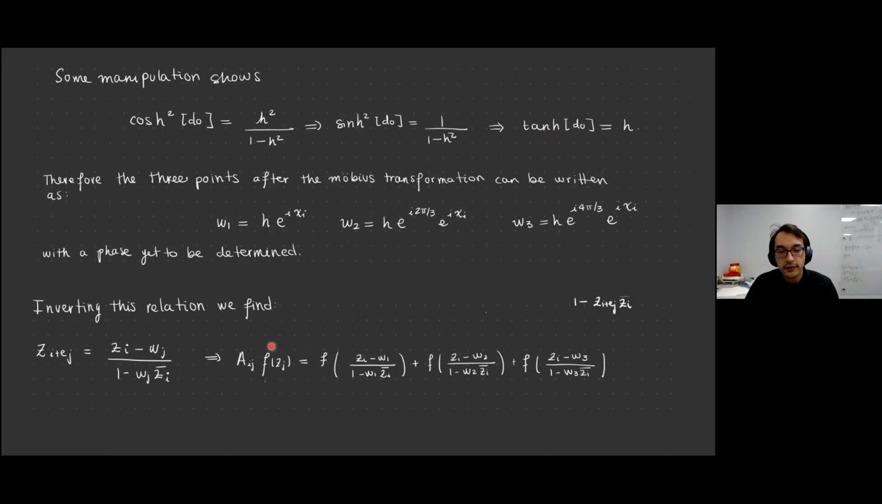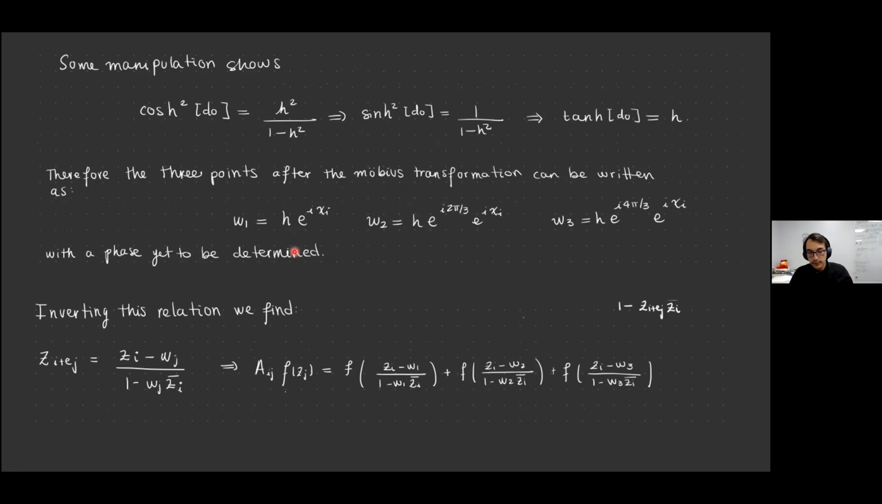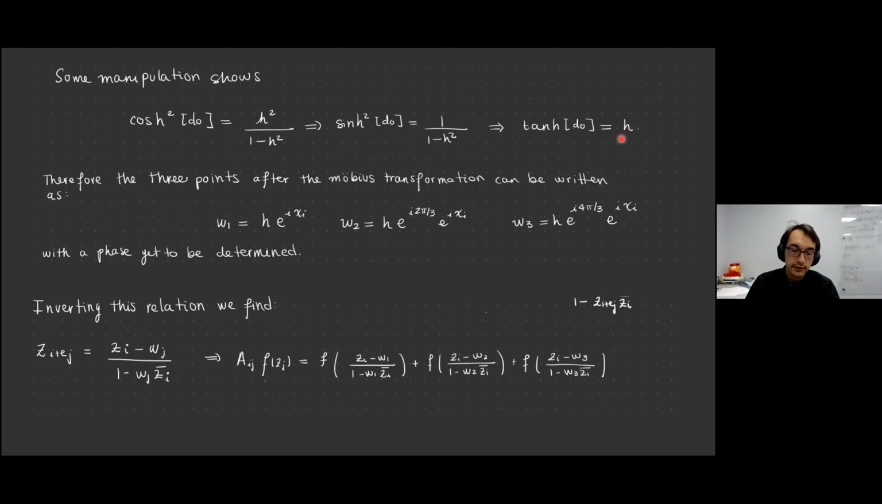Now, what we want to do is make a formal Taylor expansion in h of the matrix A acting on the function f. So we want to do a power expansion in h, which might seem unjustified since h is fixed by the geometry, but we will see that it gives a good approximation to a smooth function. So this point, if you invert the Mobius transformation, you can express it in terms of the wi's like this.